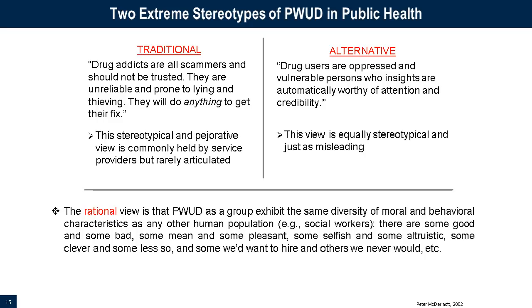In the middle is what I would say is a rational view, and this is the view that is more supported by the evidence and by people who work in the field who ultimately come around to this position. And this position is that people who use drugs as a group exhibit the same diversity of moral and behavioral characteristics as any other human population. Social workers, for example. There are some good and some bad. There are some mean and some pleasant. Some are selfish, some are altruistic, some are clever and some are less so. And some we'd want to hire and others that we never would.